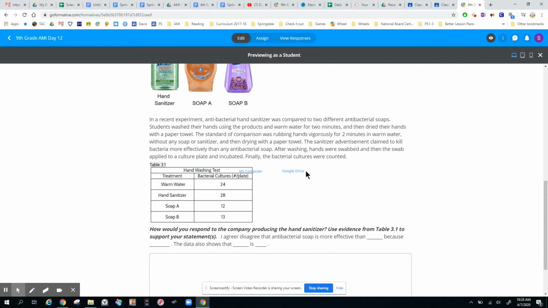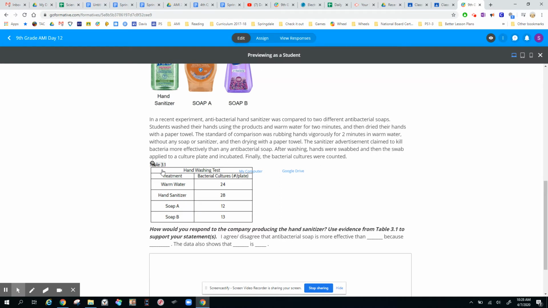So what they just said was the control. The control is the standard of comparison. So they rubbed their hands vigorously for 2 minutes in warm water, but they didn't put any of these products on. And then they dried them with a paper towel. So the rest of the experiment involves putting the product on and doing the same procedure. And so the products are hand sanitizer, soap A and soap B.